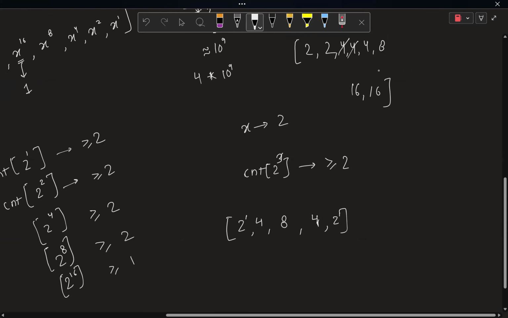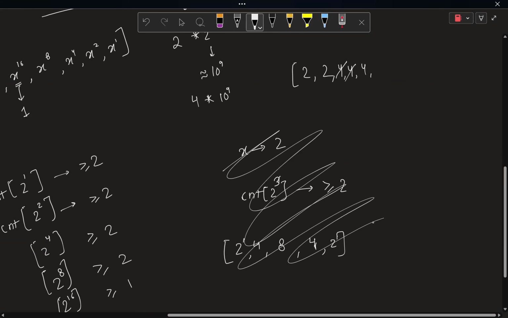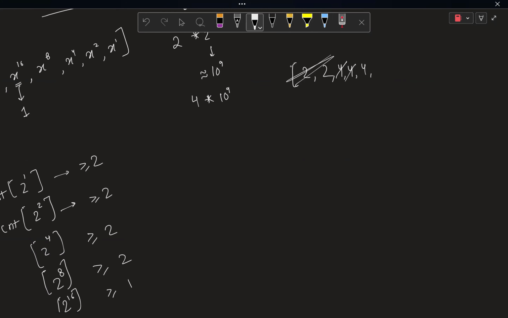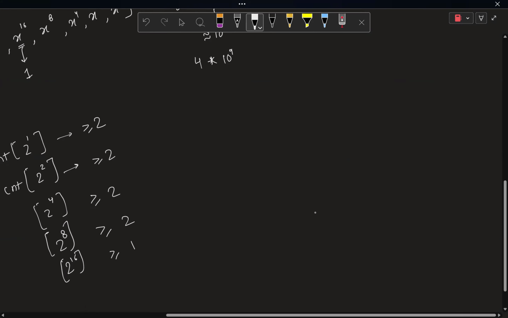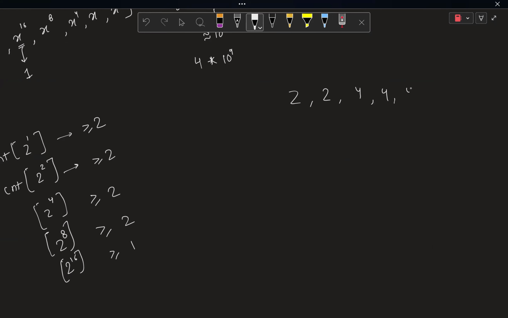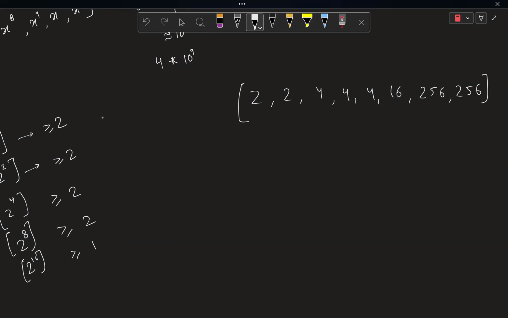Okay, sorry. I think again I made one blunder in the explanation, a very small mistake made by me. Let me repeat this once again, though I think you would have got the main idea. The mistake I made was that the array should have been 2, 2, 4, 4, 4, 16, 16. And let's say the array is something like this.